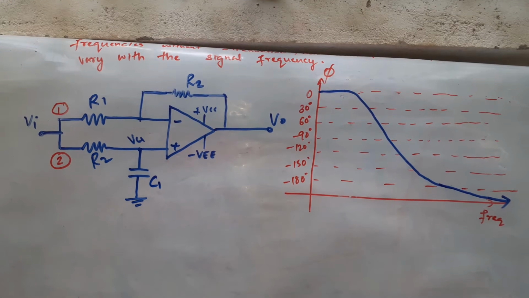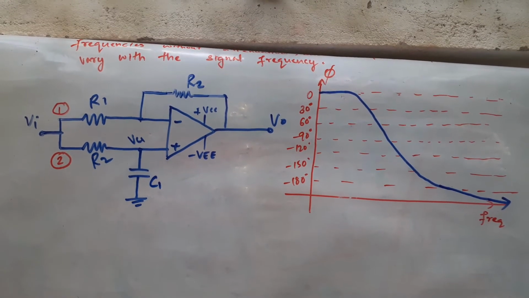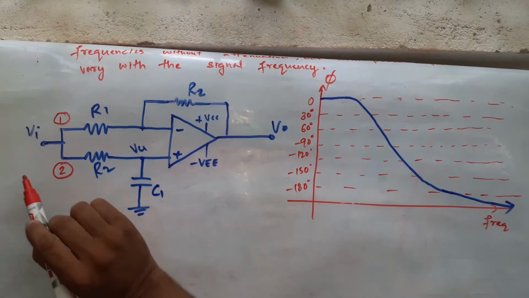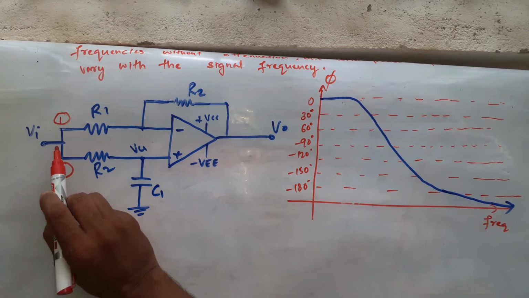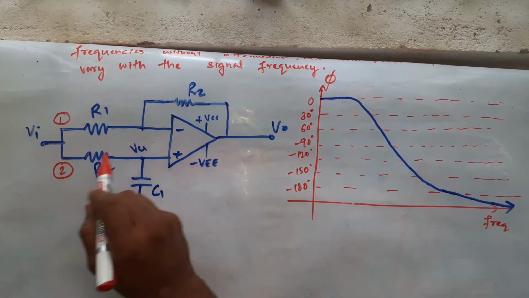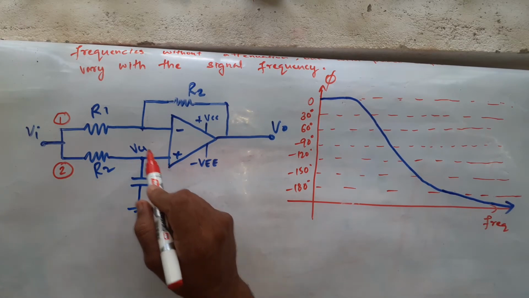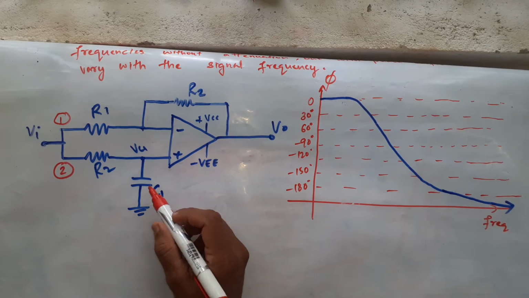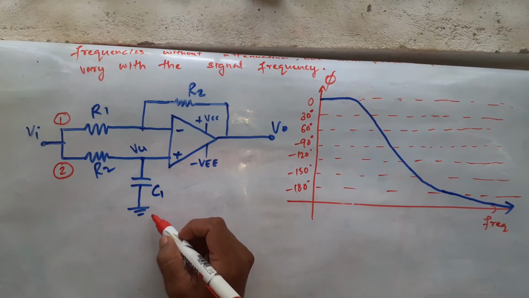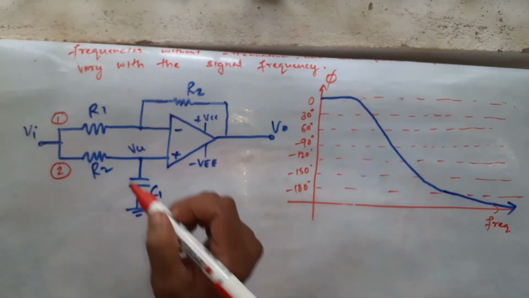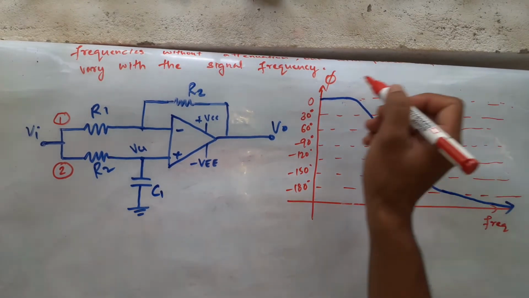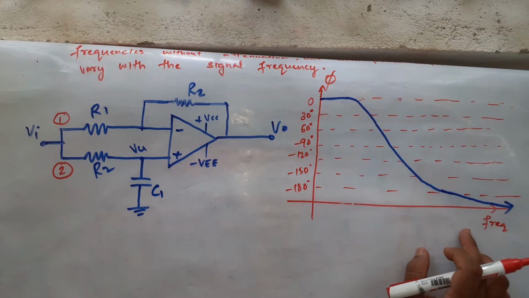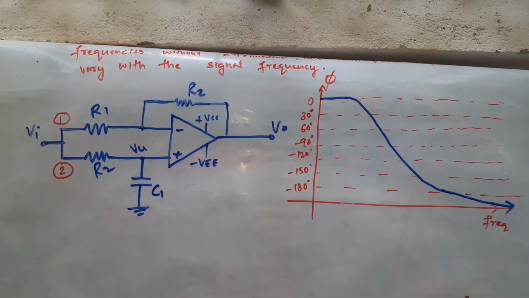This is your circuit diagram and the waveform frequency response. So in this circuit you can see the input is applied to both the inverting terminal as well as the non-inverting terminal, through R1 and R2. There is one capacitance C1 connected at the non-inverting terminal and there is a feedback resistance R2. This is how the response is showing between the frequency and phase angle.